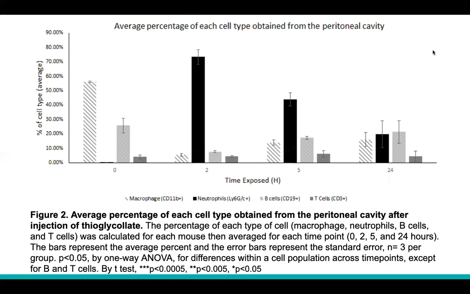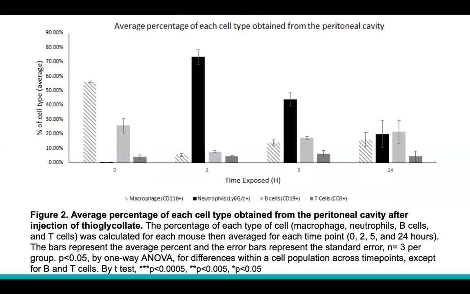Figure 2 shows the average percentage of each cell type obtained from the peritoneal cavity. The percentages were calculated from flow cytometry data from each mouse and averaged for each time point. Macrophages were significant at the 0 versus 2-hour and the 0 versus 5-hour time points with a 0.005 p-value. They were also significant at the 0 versus 24-hour time point with a p-value of 0.005. At the 2 versus 5-hour time point, they were significant with a 0.05 p-value. Neutrophils were significant with a 0.05 p-value at the 0 versus 2, 0 versus 5, and 0 versus 24-hour time points. Neutrophils peaked at 2 hours, then began to decrease.